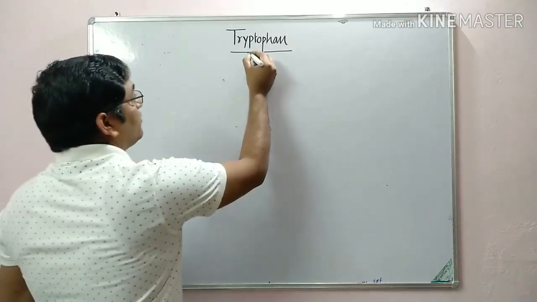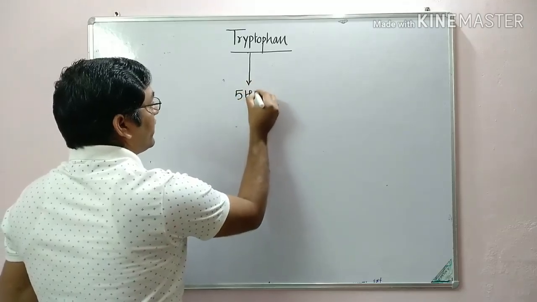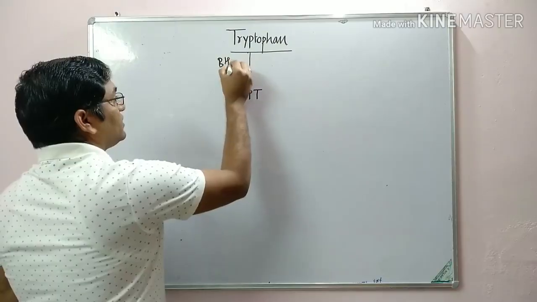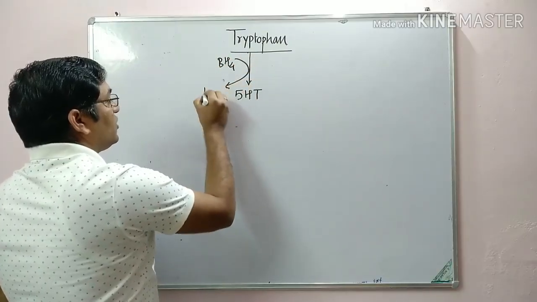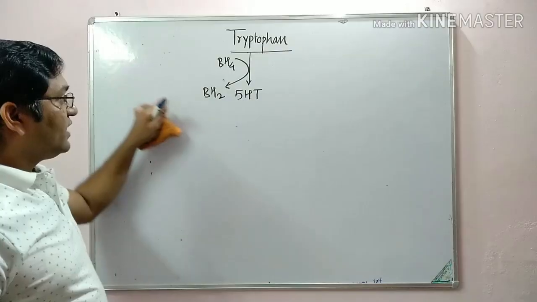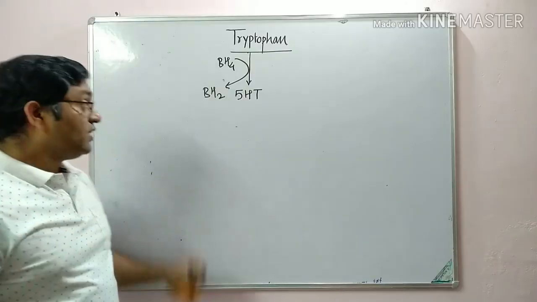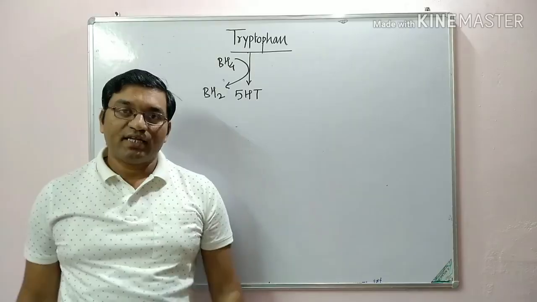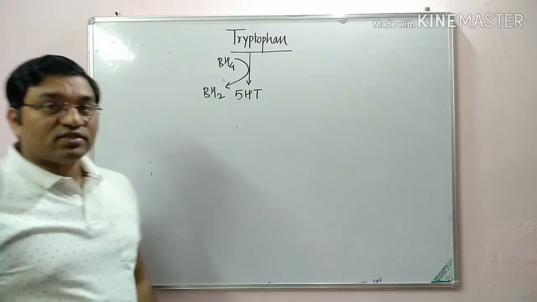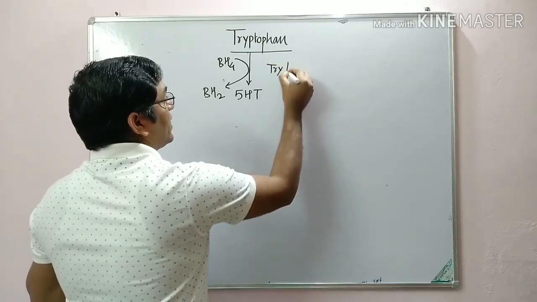In the first reaction, tryptophan is converted into 5-hydroxytryptophan. This is a tetrahydrobiopterin dependent reaction, and in this reaction tetrahydrobiopterin is converted into dihydrobiopterin, which is again regenerated with the help of NADPH dependent dihydrobiopterin reductase. This reaction is similar to the phenylalanine hydroxylase reaction, and the enzyme for this reaction is tryptophan hydroxylase.